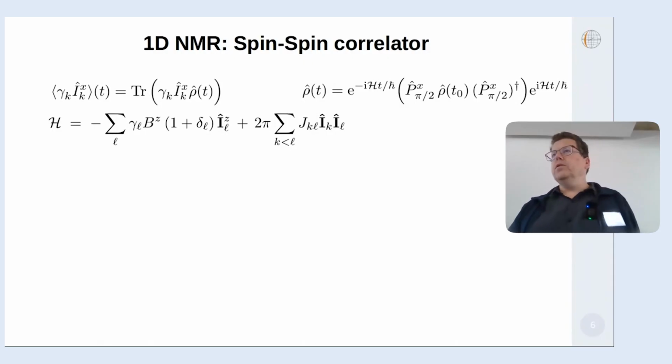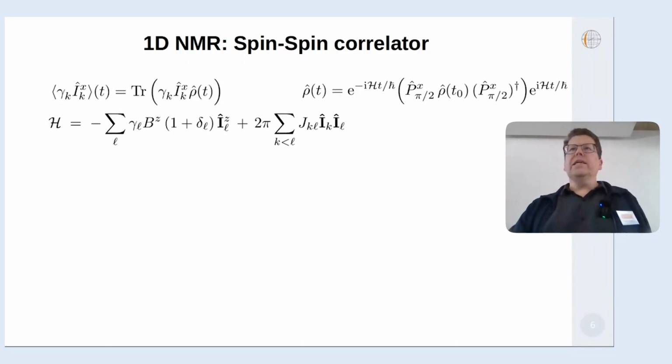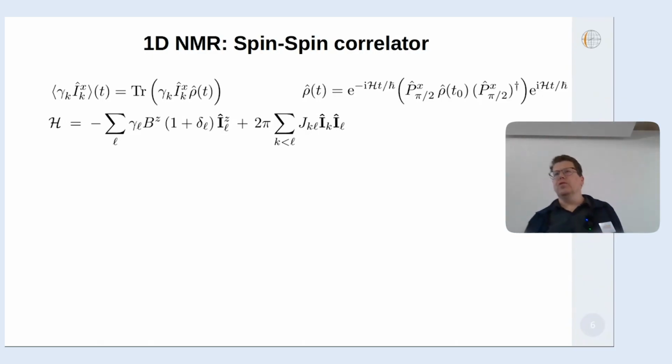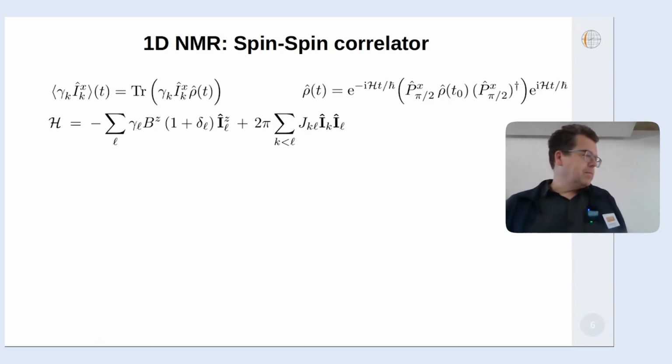Because at the end, the formula you get looks like it would be a linear response, but it's not linear response. You hammer on the system, you flip it completely. There is no small parameter. It just happens to look like it would be a Kubo formula, but it's not.